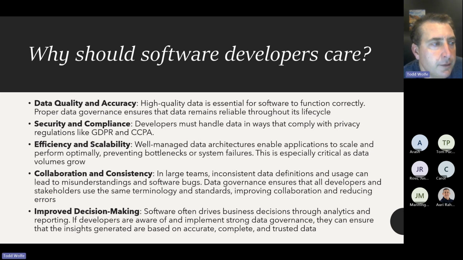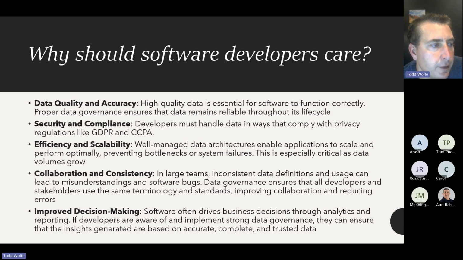From a security and compliance standpoint, which most of us have to deal with or hear about regularly, we must handle data in ways that comply with privacy regulations like GDPR and CCPA, in addition to HIPAA. And also here in the States, we have to be concerned about individual states and their current data privacy and data security handling laws, as well as our own industries and the regulations there. So developers need to be concerned about it and be aware of what's going on.